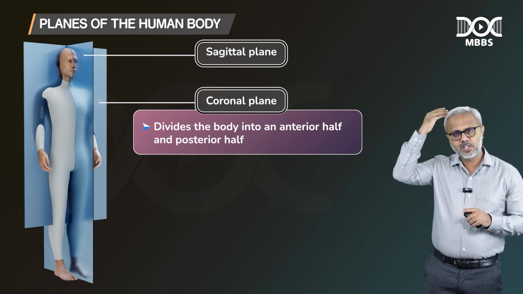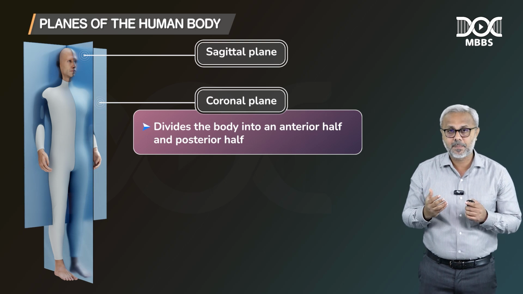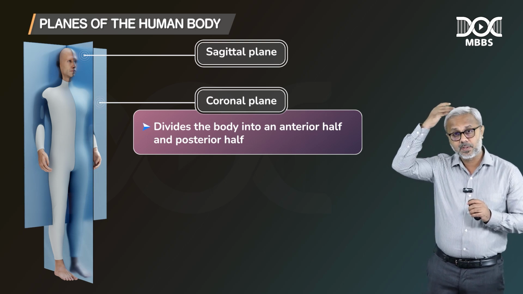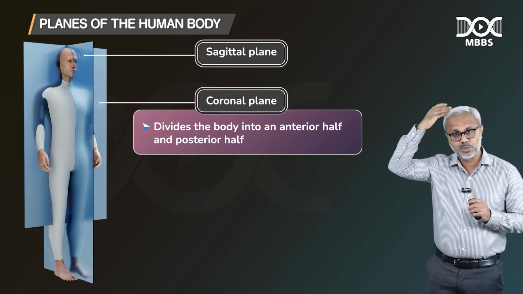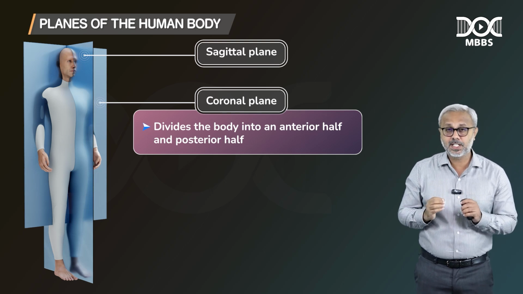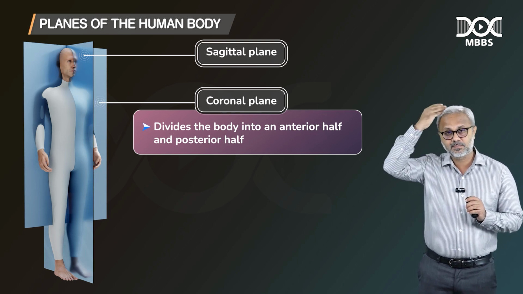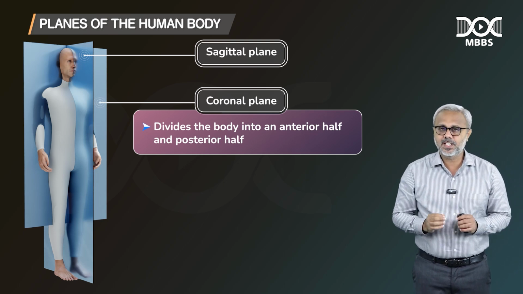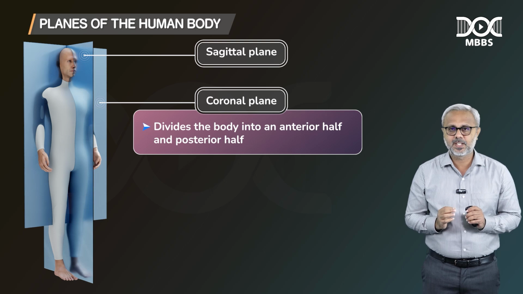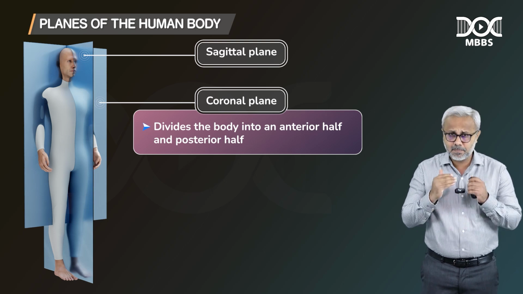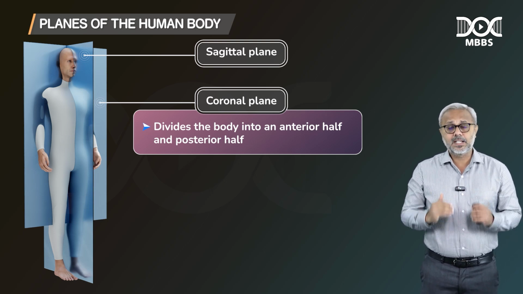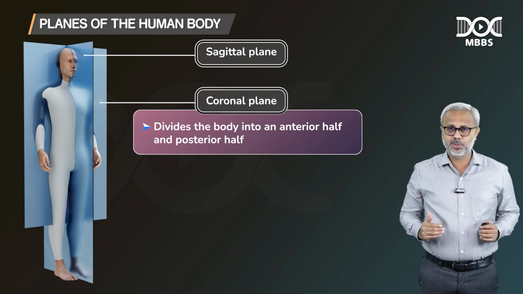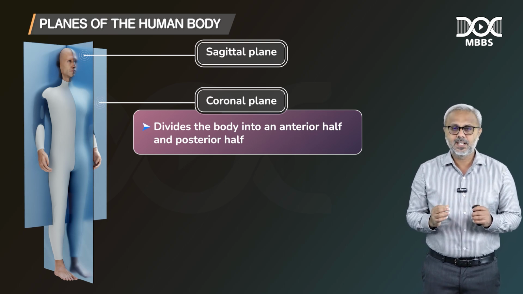Now where does the coronal suture look like a crown? It is not because of the appearance, but remember the crown is usually placed on this suture. Think of the beauty pageants where they place the crown, it is on the coronal suture, right? So that is why it is called the coronal suture. So any plane that passes parallel to the coronal suture, dividing the body into an anterior half and posterior half, is what we call the coronal plane, right?